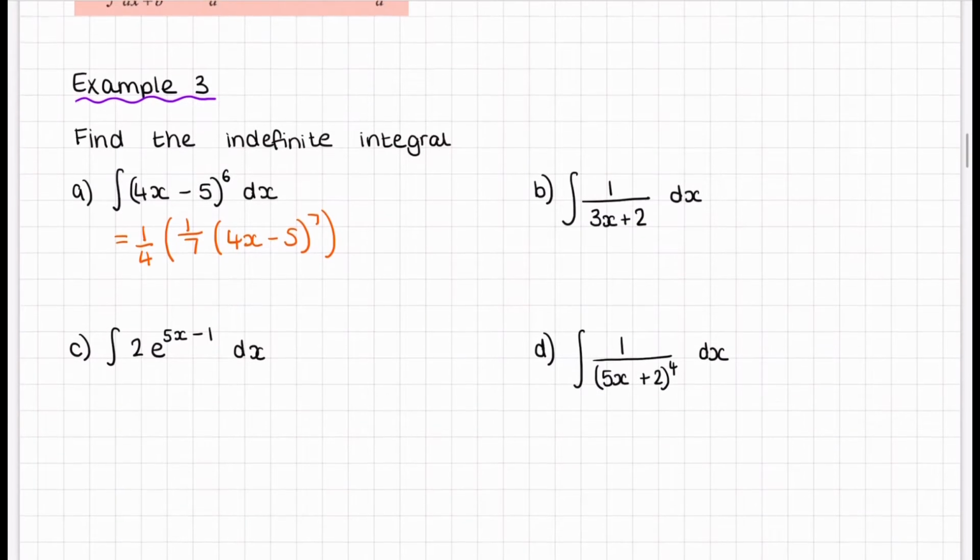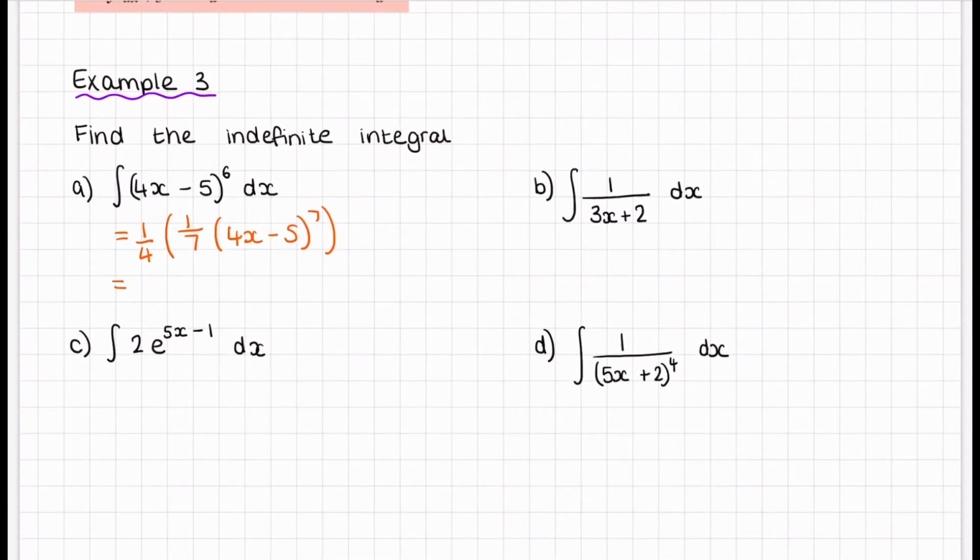And then from there we can just simplify that. So all we have to do is multiply the fraction. So it'll be 1 on 28 of (4x minus 5) to the power of 7.